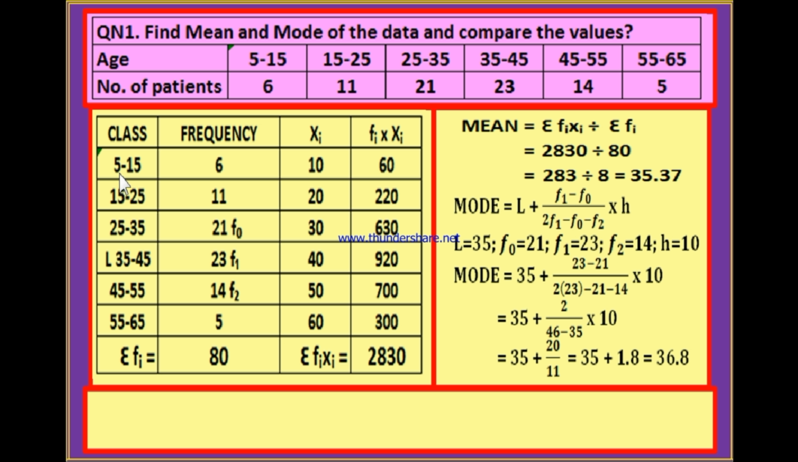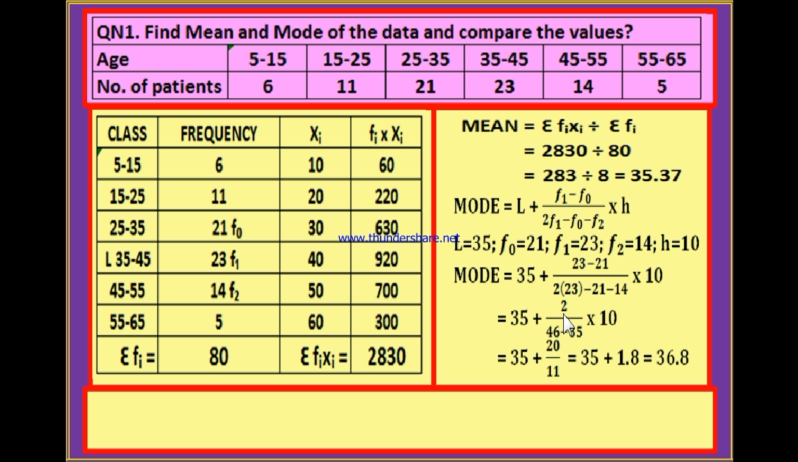H means the height of the classes. What is the difference between any two successive lower boundaries? 10. And what is the difference between any two successive upper boundaries? Again 10. Therefore, H is equal to 10. Now, mode is equal to, let us substitute these values. L means 35 plus F1 minus F0, 23 minus 21, divided by 2F1, that is 2 into 23, minus F0, 21, minus F2, 14, into H, which is 10.